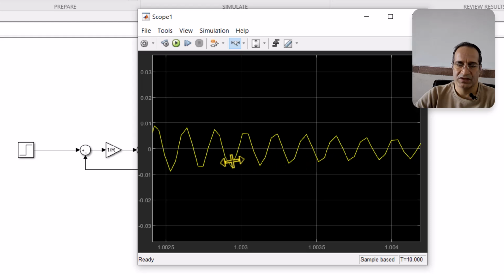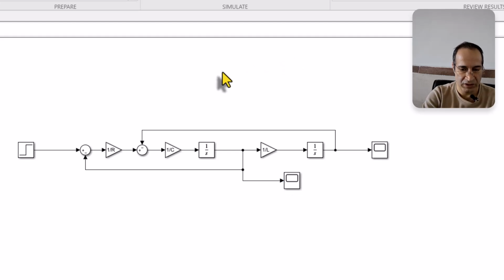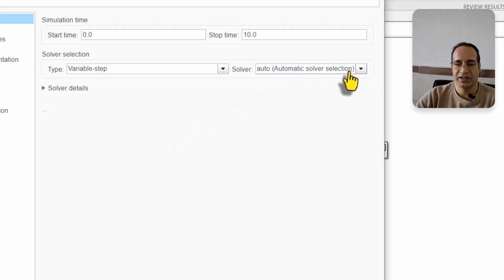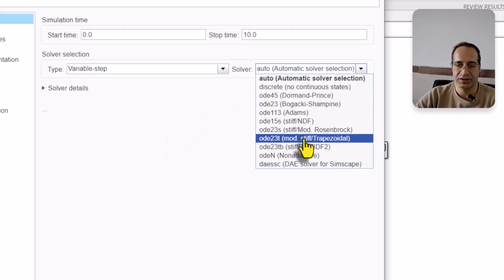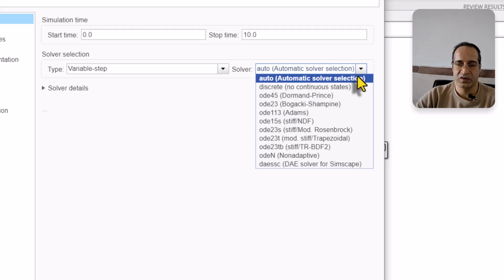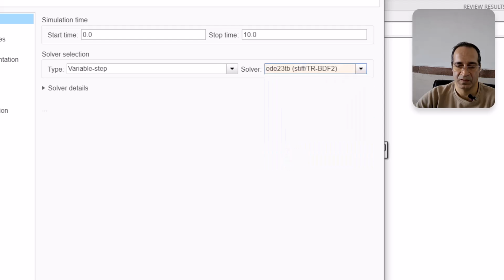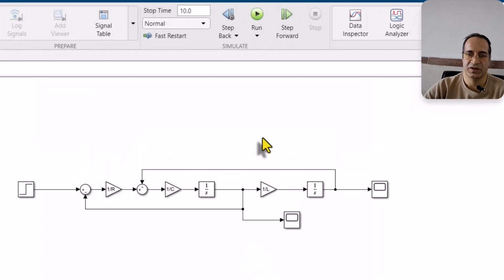As you can see here, the output response is not as we expect. We can change the solver for this simulation. It gets much better. Control E opens the configuration parameters for us. The solver can be changed to, for example, ODE23tb. Most of the time it gives you a much better answer. Let's do it, set it to 1.5, and see the result this time.